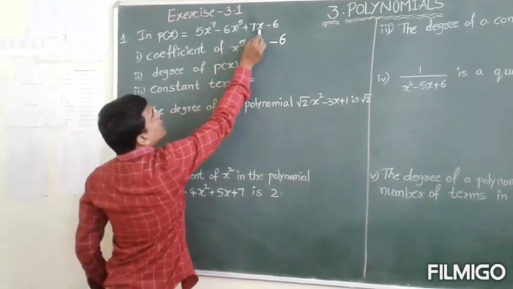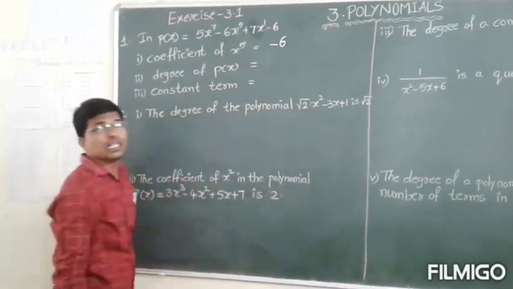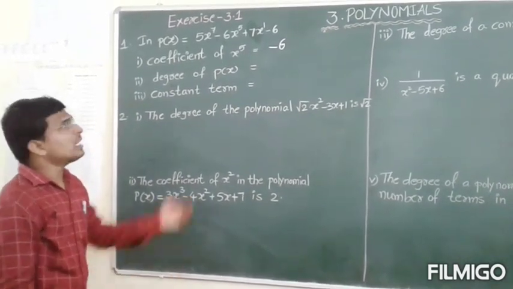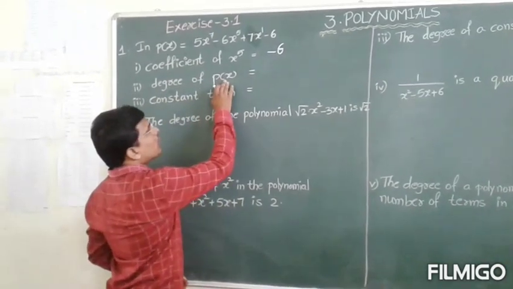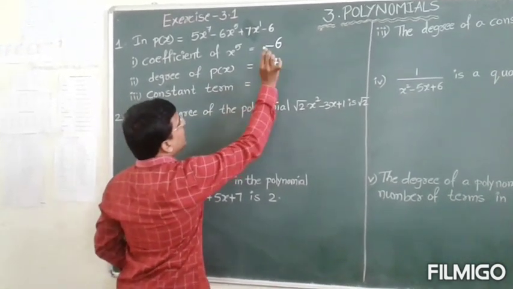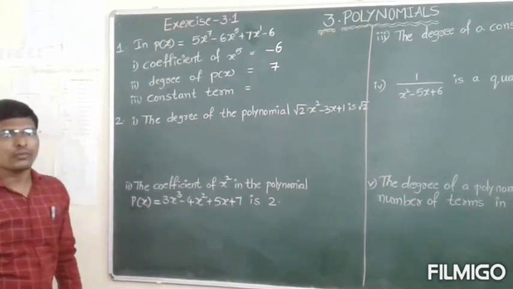Here the power is 5. Here the power is 1. So which is the highest one? Obviously 7 is the highest one. So we can say the degree of the given polynomial which involves the variable x is 7.